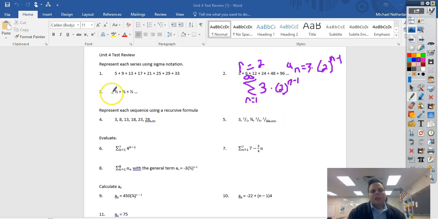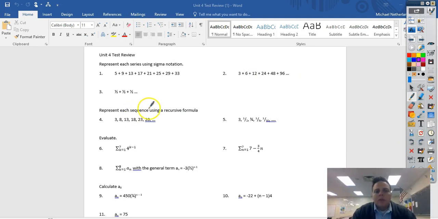Alright, number 3, it just says 1 half plus 1 half plus 1 half dot dot dot. So that just means we're going from n equals 1 to infinity of 1 half. Because we're just trying to repeat 1 half over and over again. And that's all we need for problem 3.